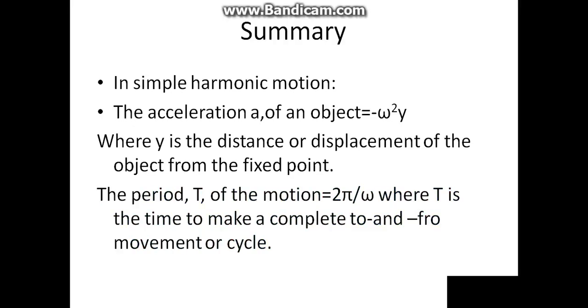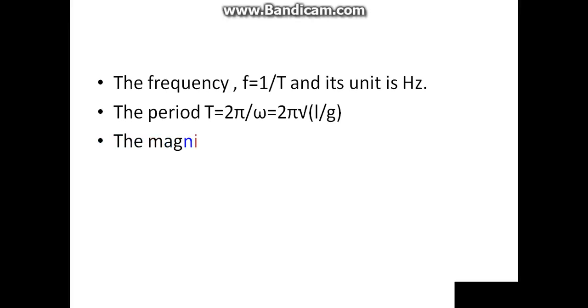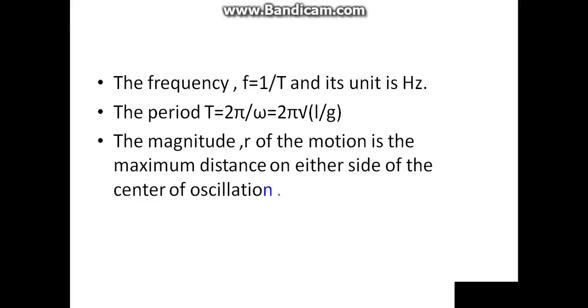The period T of the motion is equal to 2 pi over omega, where T is the time to make a complete to-and-fro movement or circle. Frequency. The frequency f is equal to 1 over T, and its unit is hertz. The period T is equal to 2 pi over omega, which is equal to 2 pi square root of l over g. The amplitude r of the motion is the maximum distance on either side of the center of oscillation.